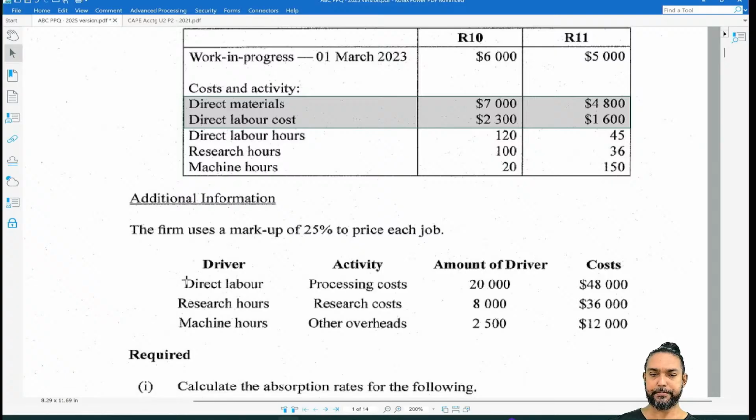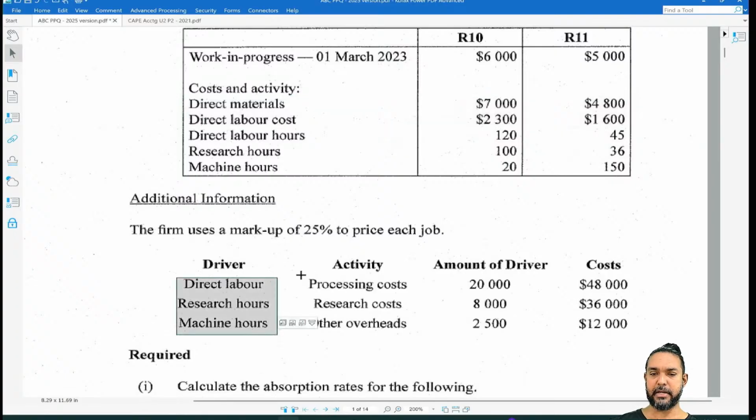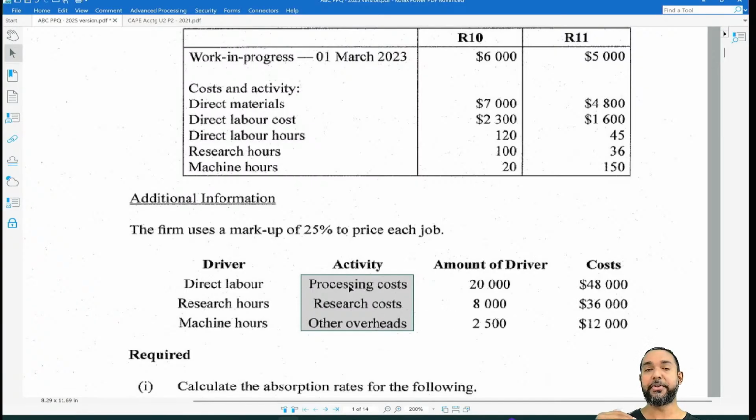So the driver, the activity. It's interesting. Normally it's the activity first and then the driver. So again, just be careful. Just know what you need to know. So regardless of the sequence or the order in which they give it to you, it wouldn't matter, right? So for processing, they use direct labor. For research, they use research hours, and for other overheads, they use machine hours. Okay, no problem. I could live with that. Amount of driver. So driver volume, okay, 20,000, 8,000, 2,500, and the costs.